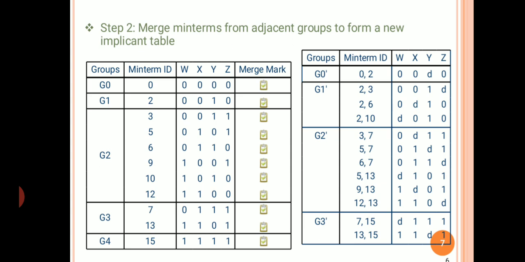Afterwards 2, 6 is compared with 3, 7. 2, 6 is compared with 5, 7. 2, 6 is compared with 12, 13, and so on. Again check. D should be at the same position and there should be change in only one variable. Let's move to the next slide.